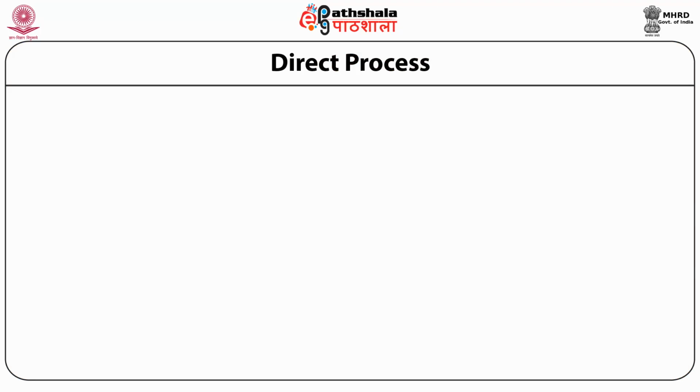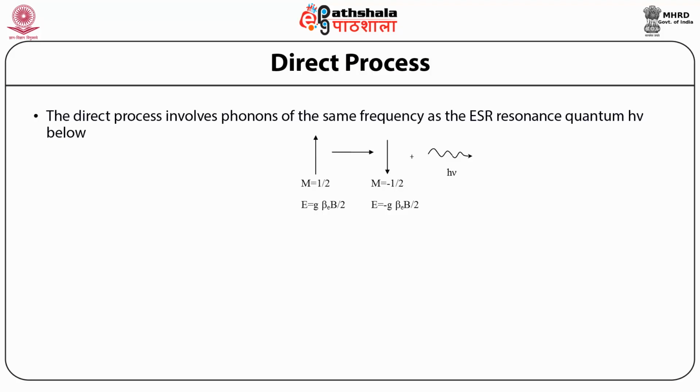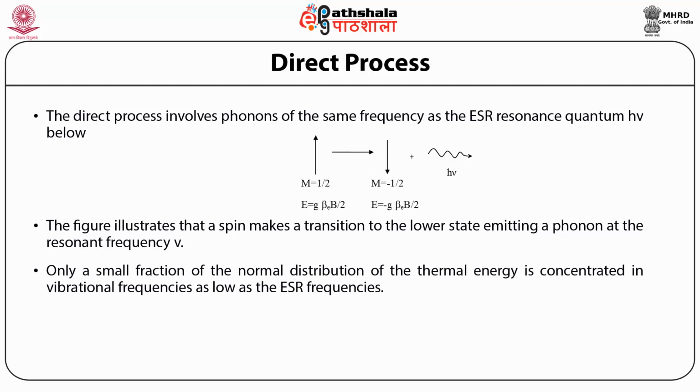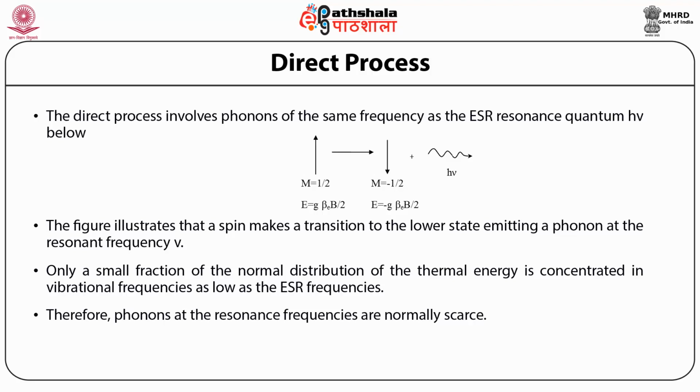Coming to the direct process, the direct process involves phonons of the same frequency as the ESR resonance quantum hν below. The figure illustrates that a spin makes a transition to the lower state emitting a phonon at the resonant frequency ν. Only a small fraction of the normal distribution of the thermal energy is concentrated in vibrational frequencies as low as the ESR frequencies. Therefore, phonons at the resonance frequencies are normally scarce. The process is prominent at low temperatures.